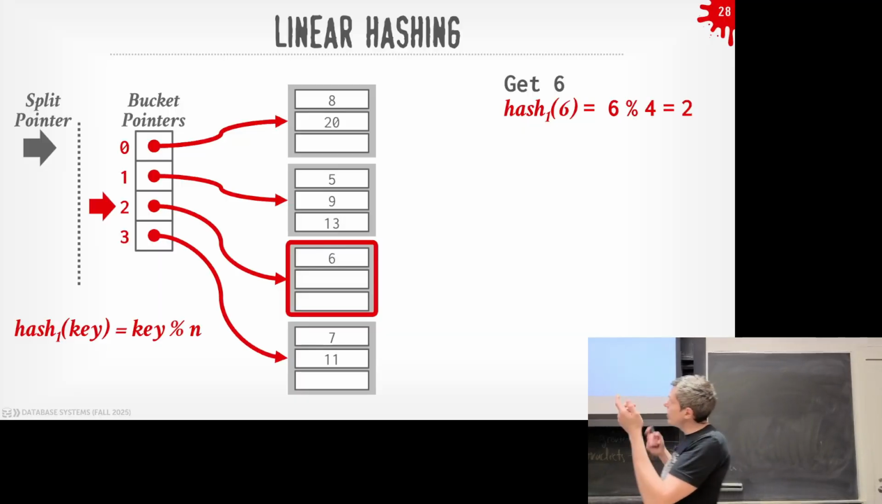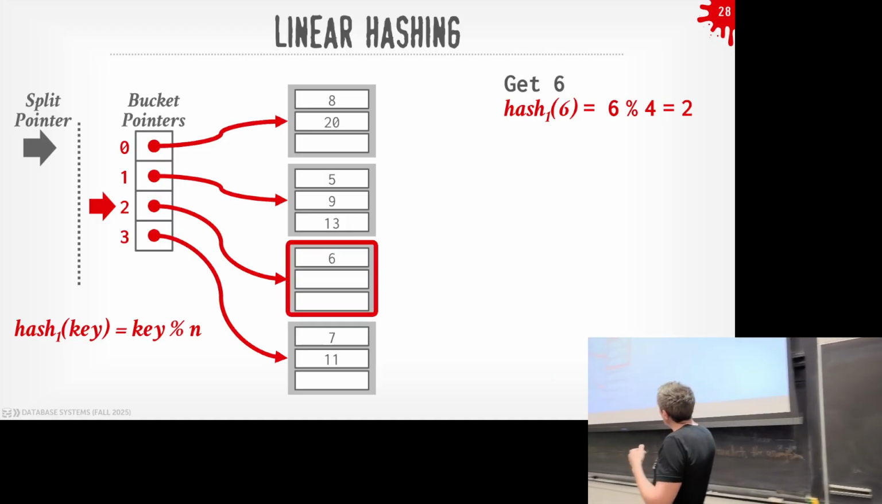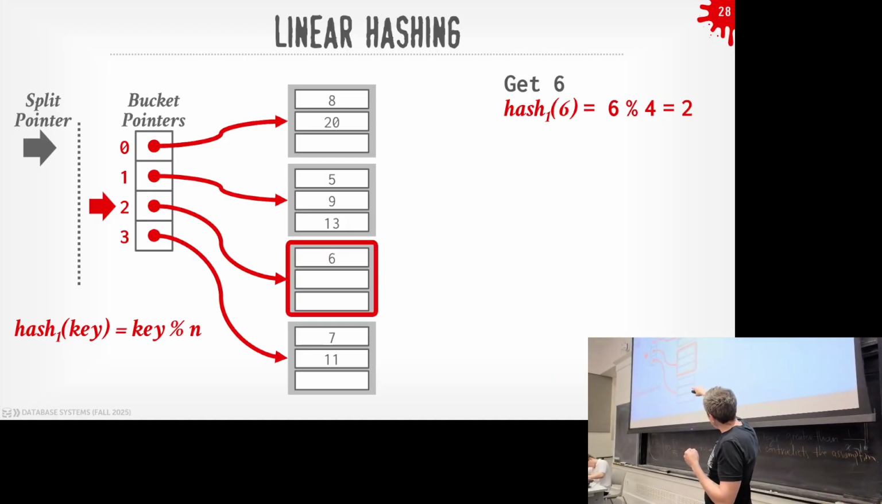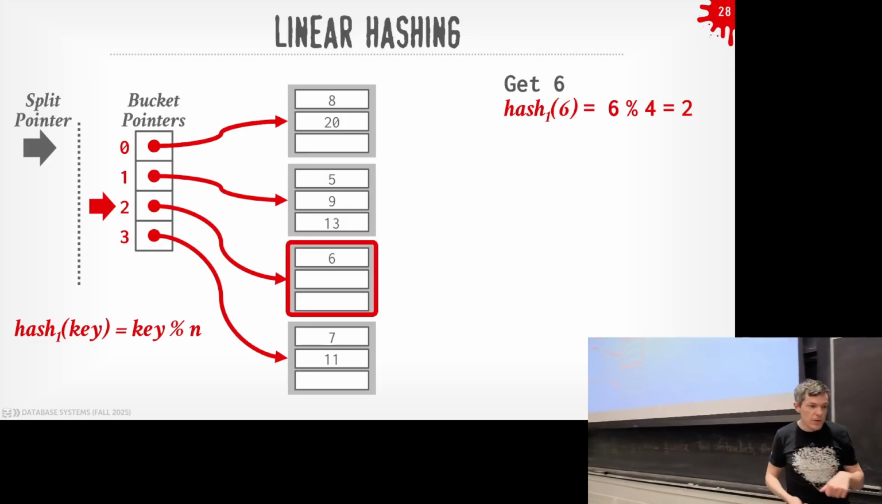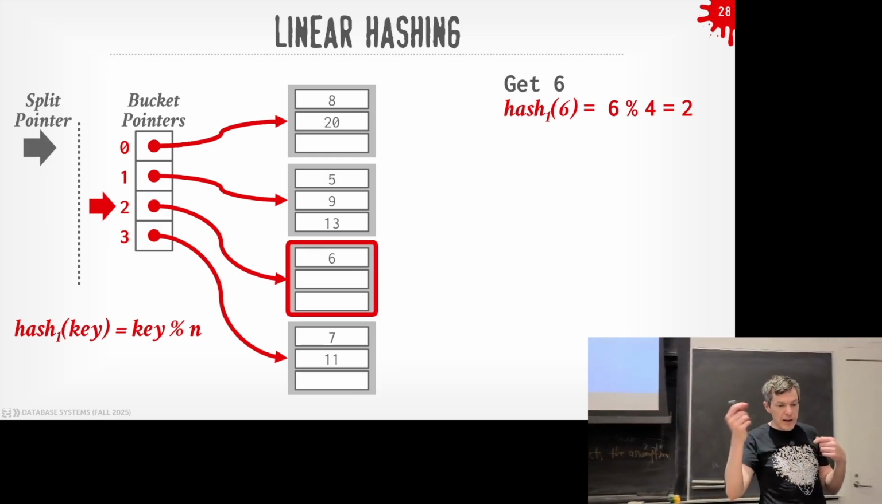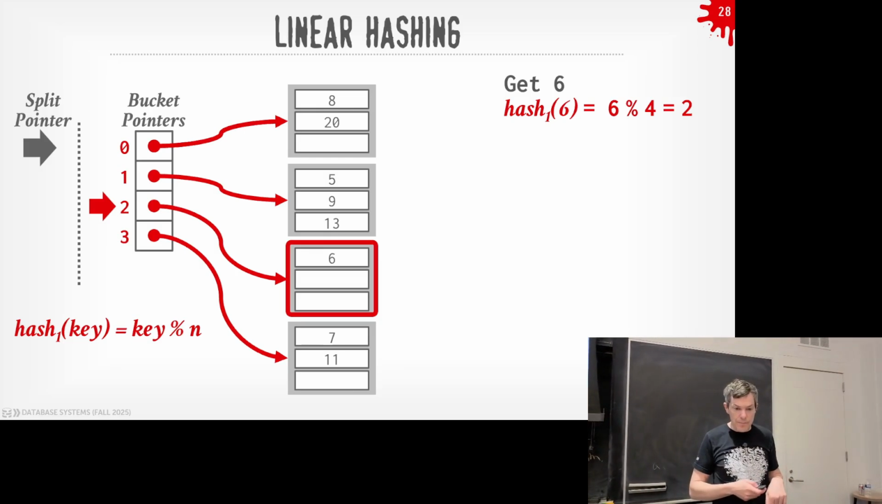And so when I look at my bucket array, I would see that that bucket is below where the split pointer is pointing at. So I know I only need one hash function to find the thing that I'm looking for. So then I just jump along, in a bucket, do a linear scan to find the thing that I want.